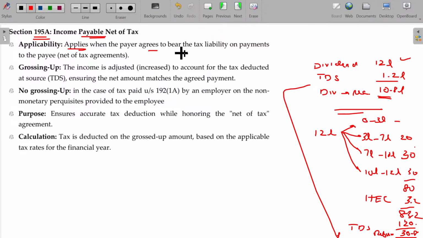This applies when the payer agrees to bear the tax liability on payments. This is also possible, where you say, sir, you don't deduct, I can pay myself. That is also possible. Then the final payment is also as per these provisions.